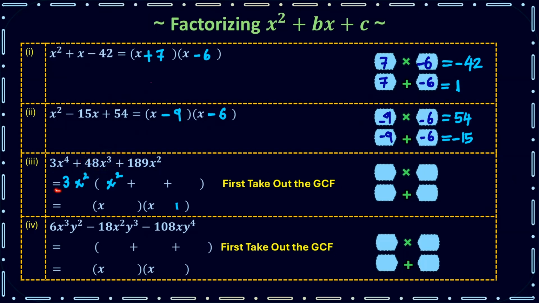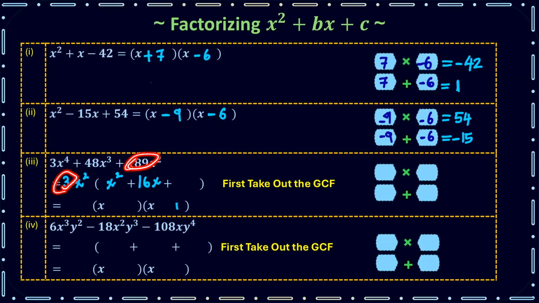48x cubed divided by 3x squared. 48 divided by 3 is 15. And x cubed divided by x squared is x. Use the rule of subtracting exponents. 3 minus 2 is 1, and 1 is the power of x.